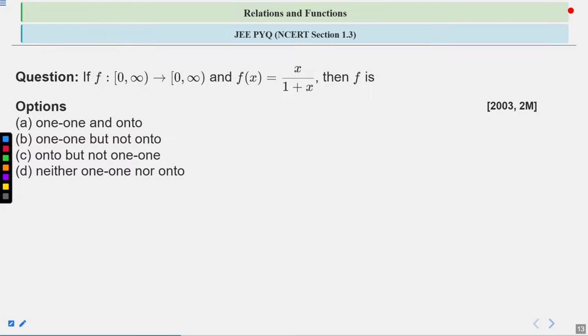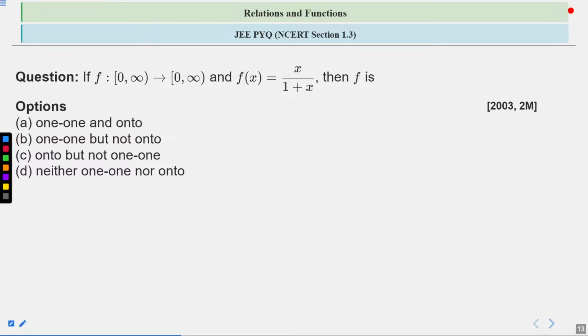The next question says, f is defined from 0 to infinity and f(x) is defined as x upon 1 plus x, then f is what? We need to discuss whether f is one-one and onto, one-one but not onto, onto but not one-one, or neither one-one nor onto, right? What can we do? First, we will try to check whether it is one-one or not.